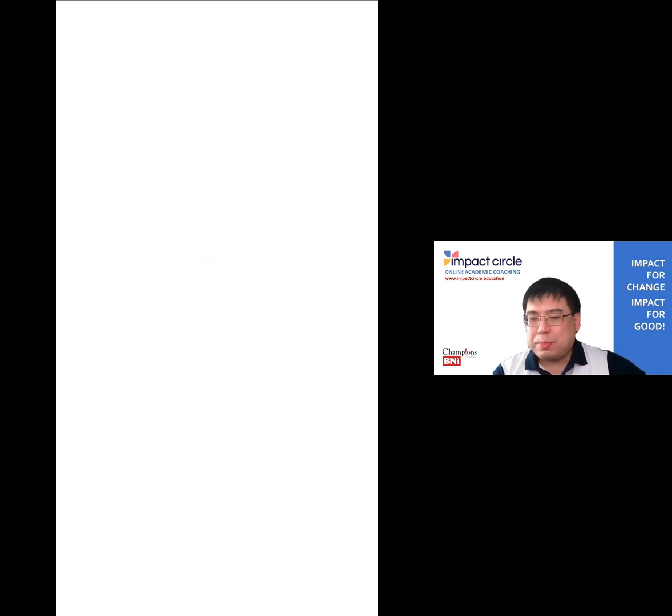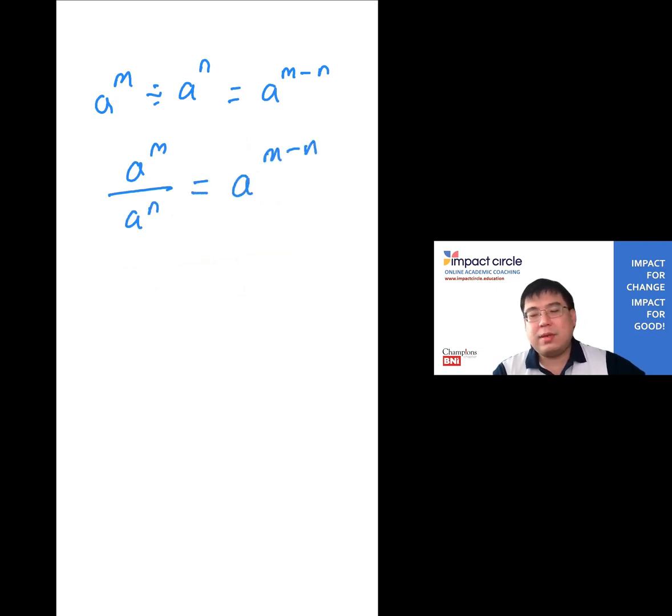Okay, for the next law, it's pretty similar to this one, right? It goes a to the power of m divided by a to the power of n equals a to the power of m minus n. Sometimes you also see it in this form, a to the m over a to the n equals a to the m minus n, right? So these two mean the same thing. So let's see how it works, okay?